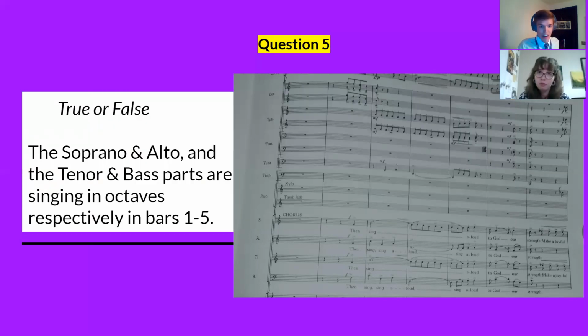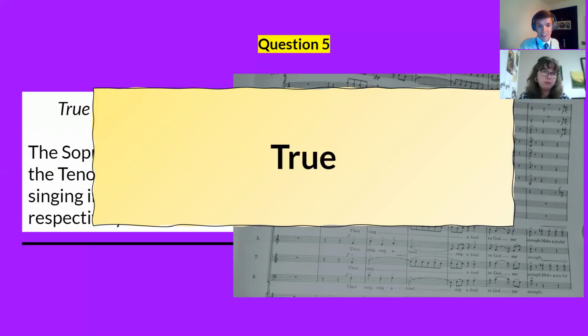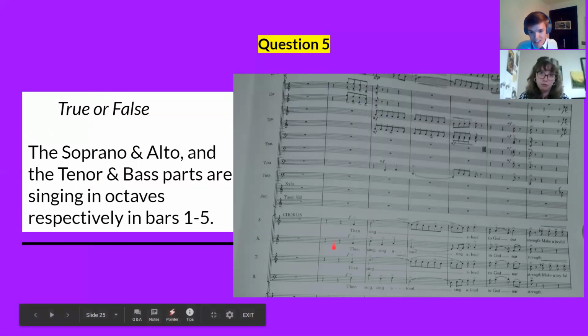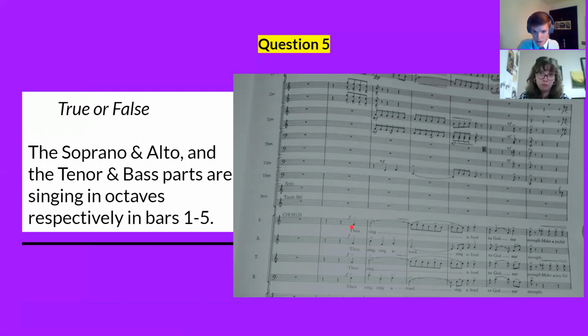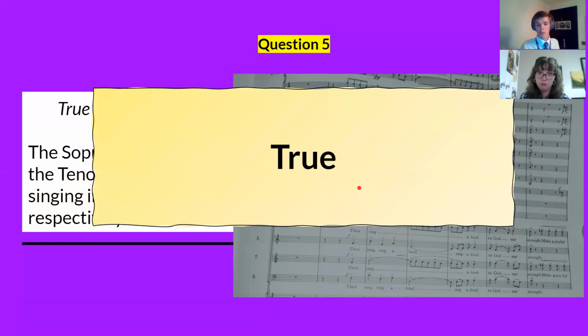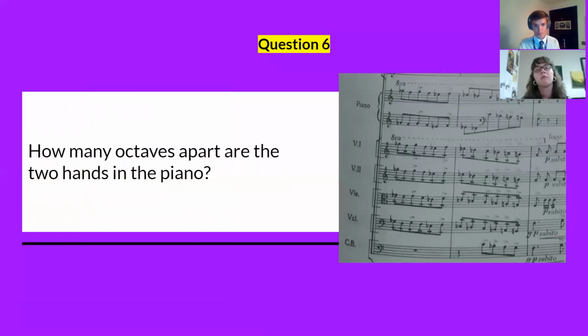So question number 5 is true or false. This is true. So you can see here that the sopranos and the tenors are both singing exactly the same part, starting on an F, but just in different octaves, because obviously the tenors can't quite sing as high as the sopranos, and exactly the same for the altos and basses. So that's quite a common feature, to treat the parts in those pairs. So grouping the sopranos with the tenors, making them sing the same kind of thing, and the altos with the basses. So that was true.